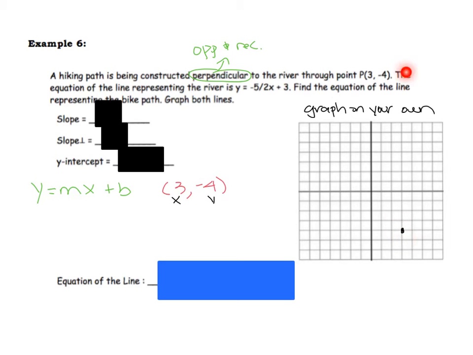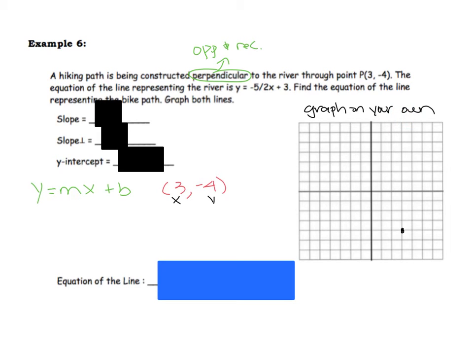Okay, so I went ahead and plotted that point. The equation of the line representing the river is y equals -5/2x plus 3. Okay, find the equation of the line representing the bike path. Graph both lines. I'm gonna let you guys do most of the graphing on your own.